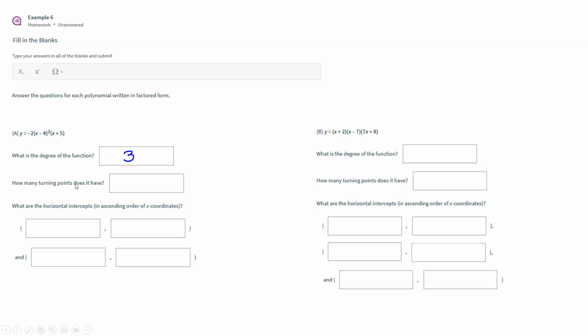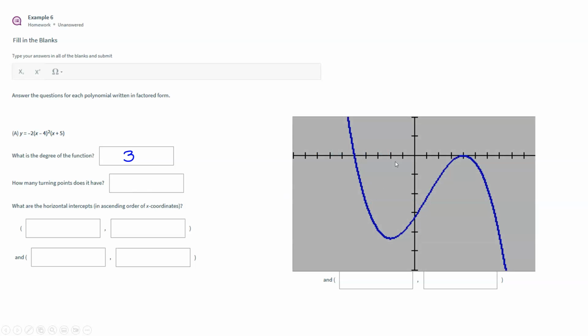How many turning points does it have? Now, technically, anything that's degree 3, you could expect up to 1 less than that degree number for turning points. So from that basic premise, we can have up to 2, but we have to verify with the graph what it looks like. So if you were to graph this and play around with your window, you would see that the graph would look like this.